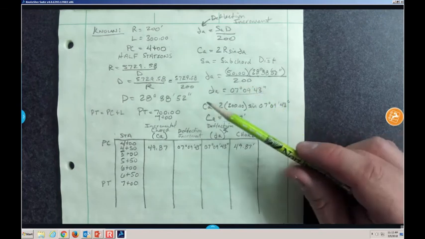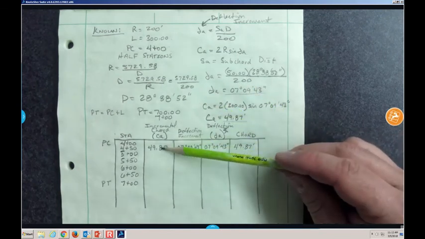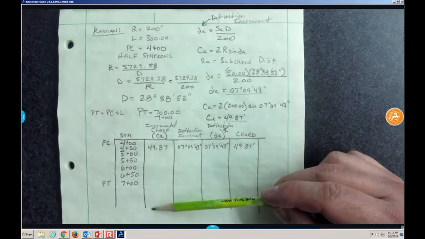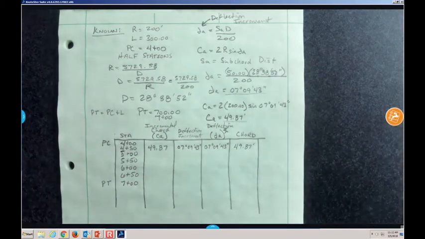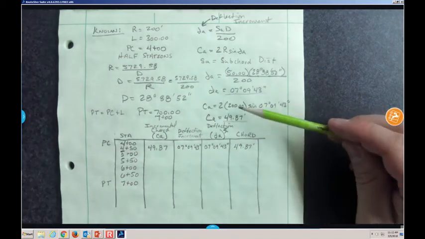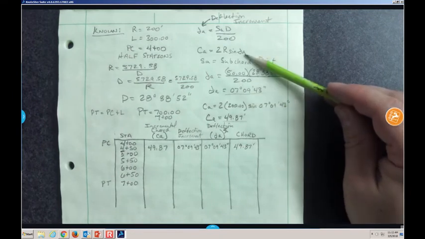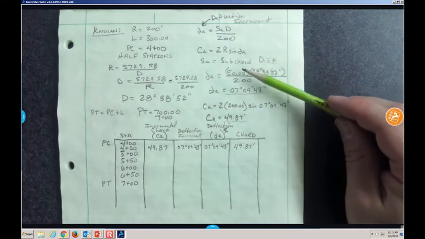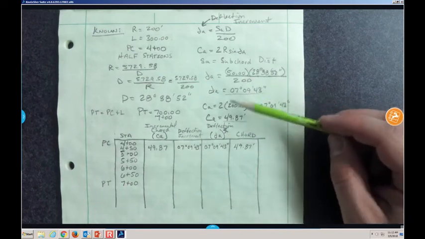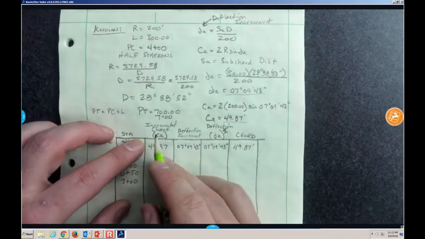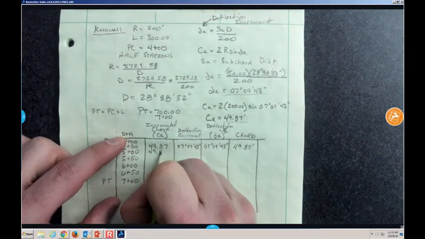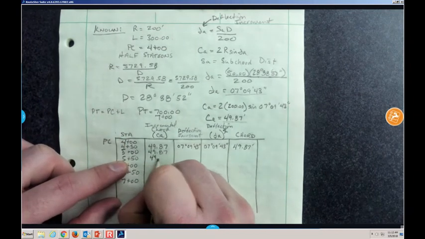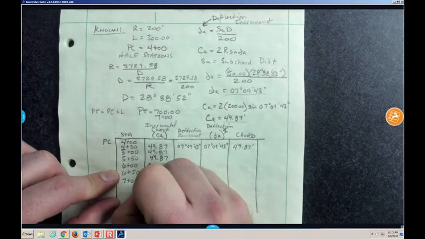Now, the incremental chord, CA, is going to be the same down through here, okay? But when we're figuring out the full chord from the PC to the station we're going to, that's where we're going to have to change the CA value in here. We're going to have to change this equation, okay? So that means we're going to have to change the deflection angle in there too. So for the incremental chord, for this particular problem, I can copy this 49.87 all the way down to the bottom. Every 50 feet.